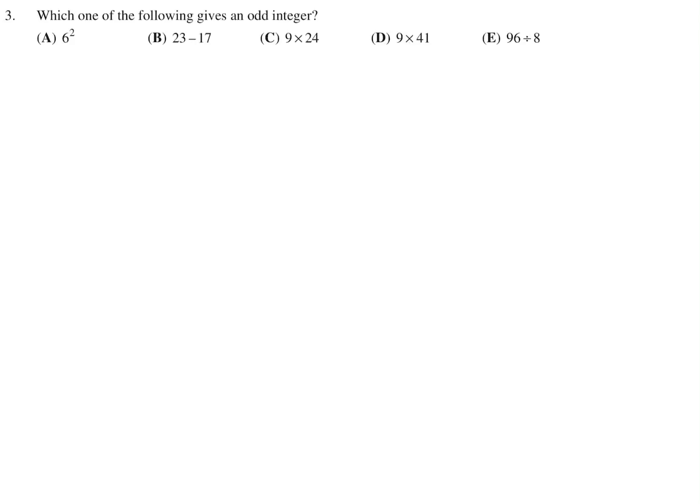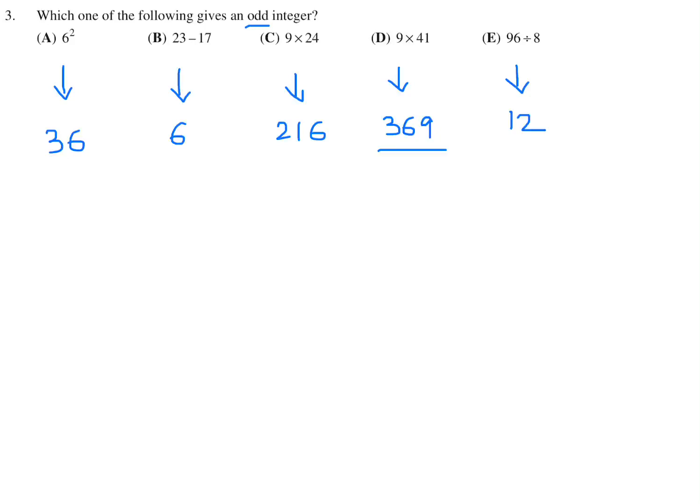Which of the following gives an odd integer? All right, let's calculate these. This is 36. This is 6. This is 216. 9 times 41 is 369. And 96 divided by 8 is 12. So of all these, which one is the odd integer? 369 would be the only one that's odd. So for number 3, the answer is D.